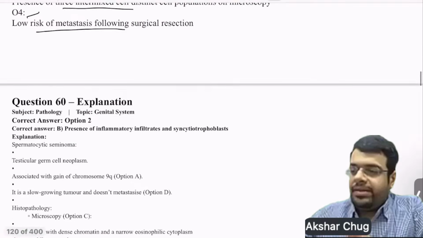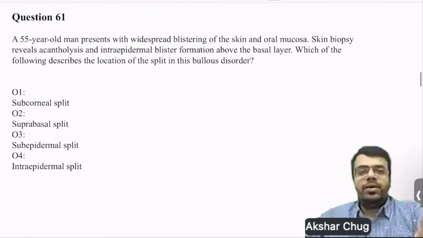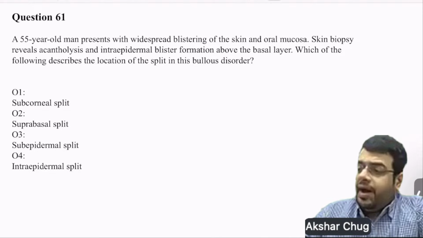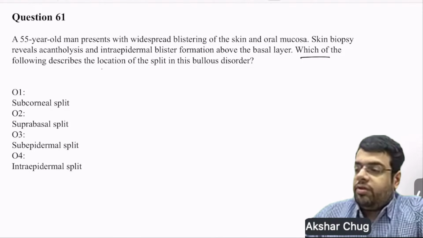So by this elimination method, you could rule out the options and come to the right answer. Next, we are asked which of the following describes the location of the split in the bullous disorder.